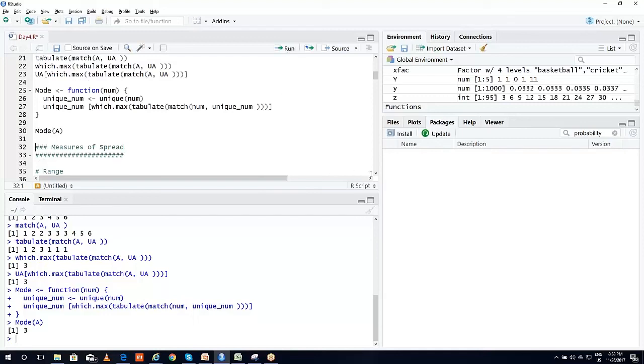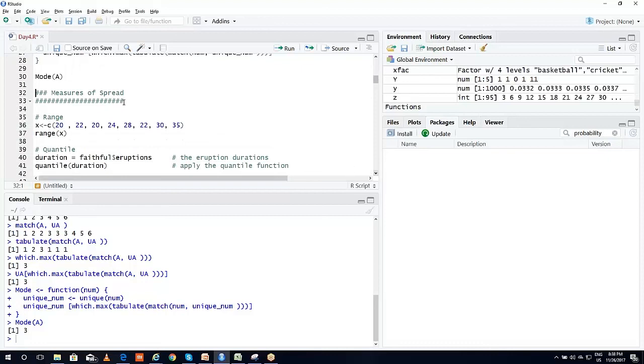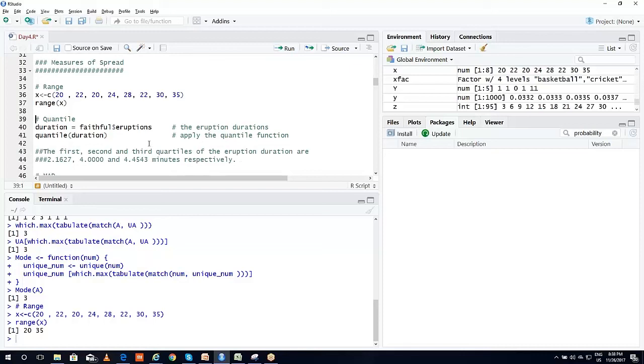And the measures of spread. Range. You know what a range is. So this is how it works: 20 and 35. Our smallest is 20, and the largest number is 35. That's how it works. Then quantile or quartile.